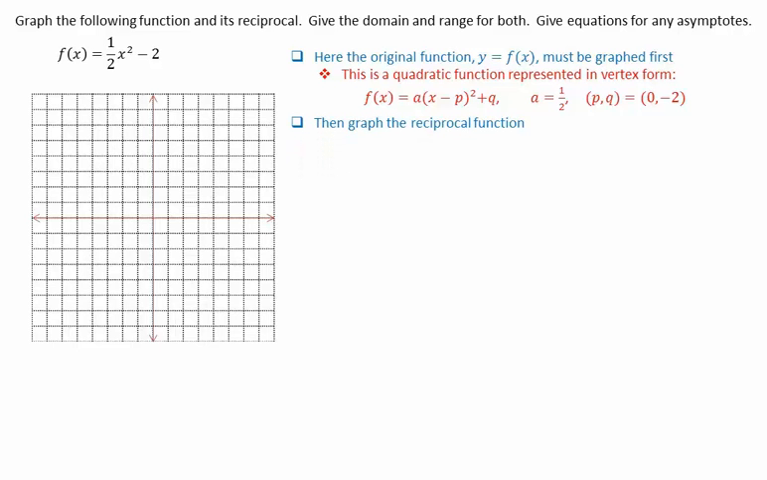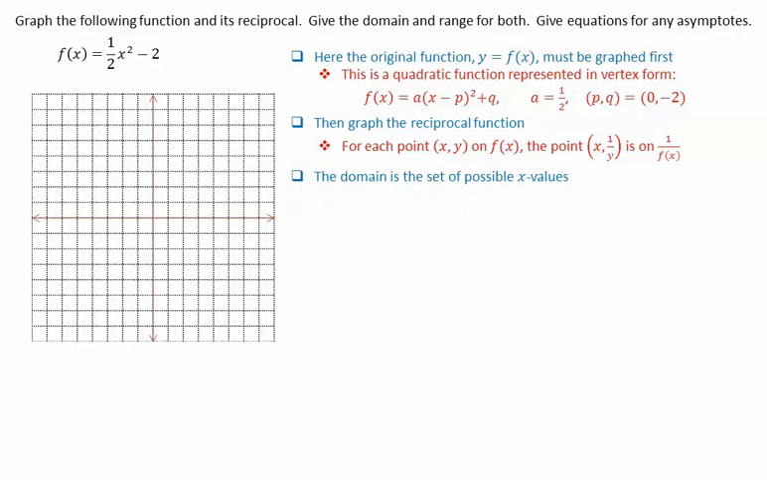We then graph the reciprocal function. For each point x, y on the original function, the point x, 1/y is on the reciprocal function. The domain is the set of possible x values, and the range is the set of possible y values.